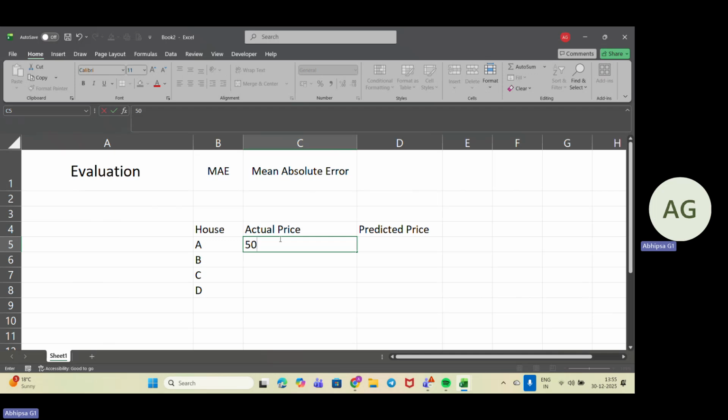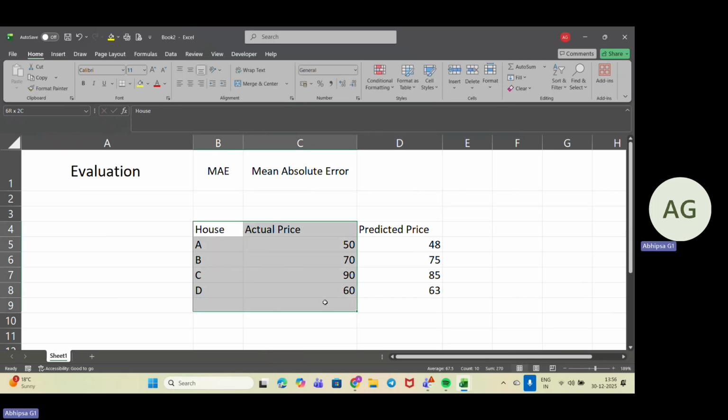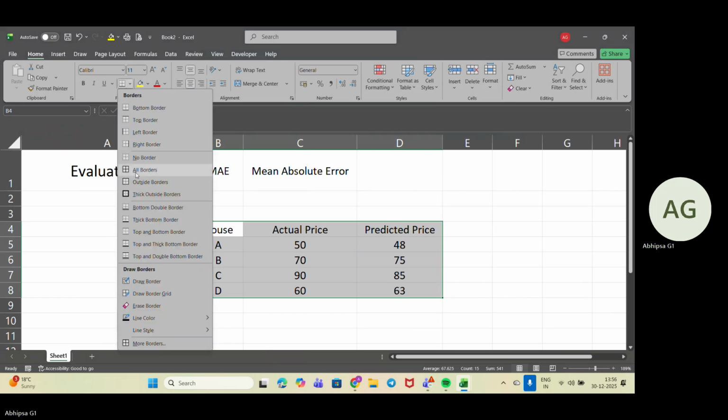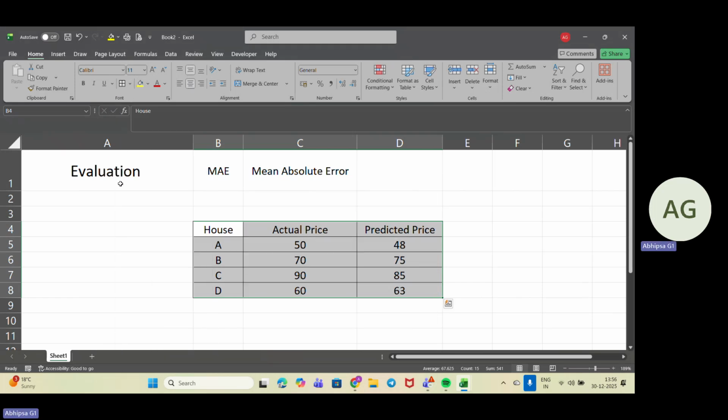So let's take it for 50 lakhs, next going to 70 lakhs, next going to 90 lakhs, and then 60 lakhs. Right? And about the predicted price, for A we have predicted 48. About B, we have predicted around 75. About C, we have predicted around 85. And about D, we have suppose predicted around 63. Okay, so these are the data we have got accordingly.